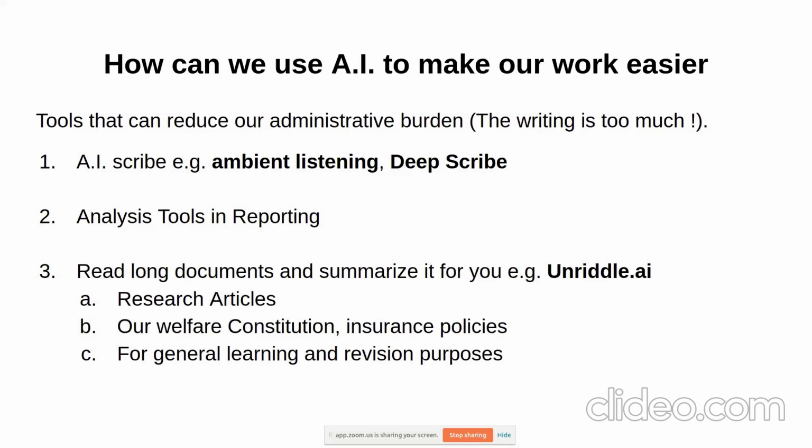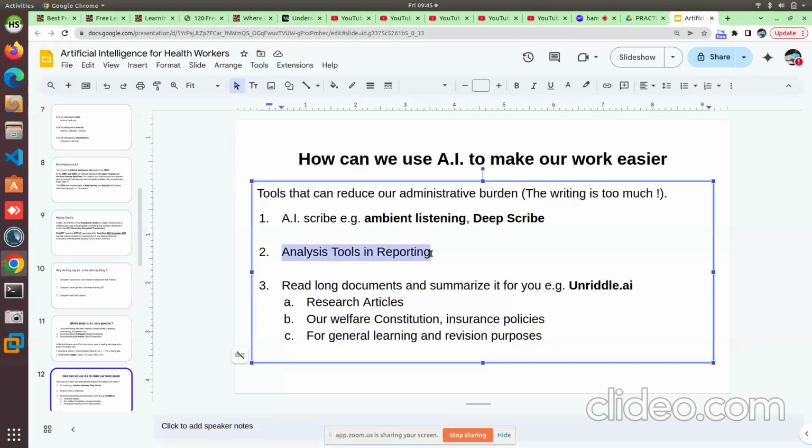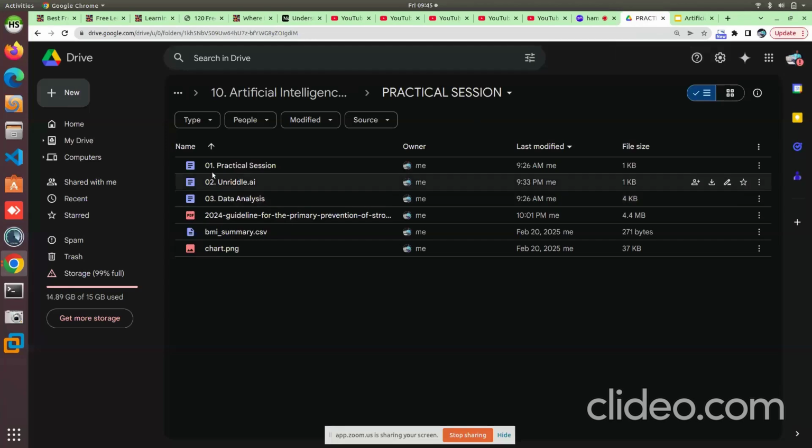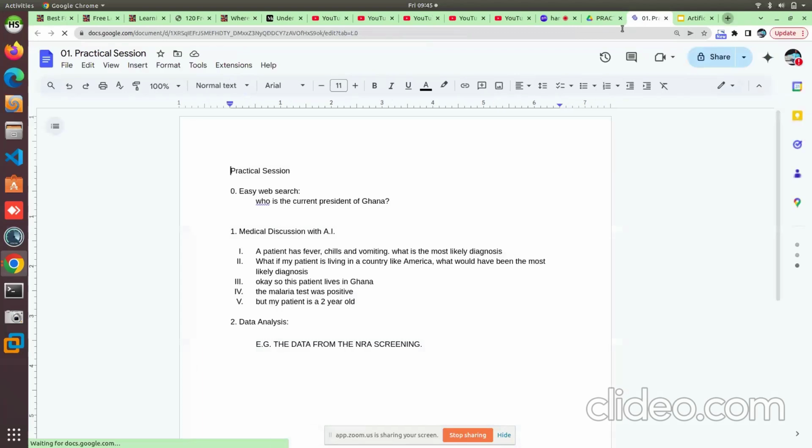Okay, let me just go to the practical session. The other tool is the analysis and reporting tool. So I'll look at it here. Let's look at the first practical thing we are going to do. Okay, so I've mentioned ChatGPT. We are going to go to ChatGPT right now.